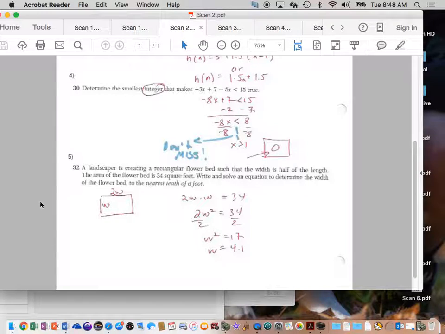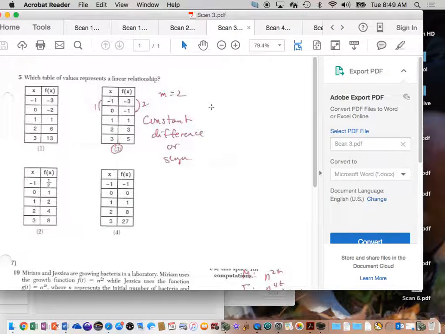You could have also, by the way, done W and 1/2 W. It'll work out the same. Okay. You would have gotten 8.2 if you did it that way, but it wants the width, and the width is half of the 8.2, which would be 4.1. All right, so are there any questions on this page? No, we're good? By all means, if you have questions, make sure you stop and ask them. Very important.